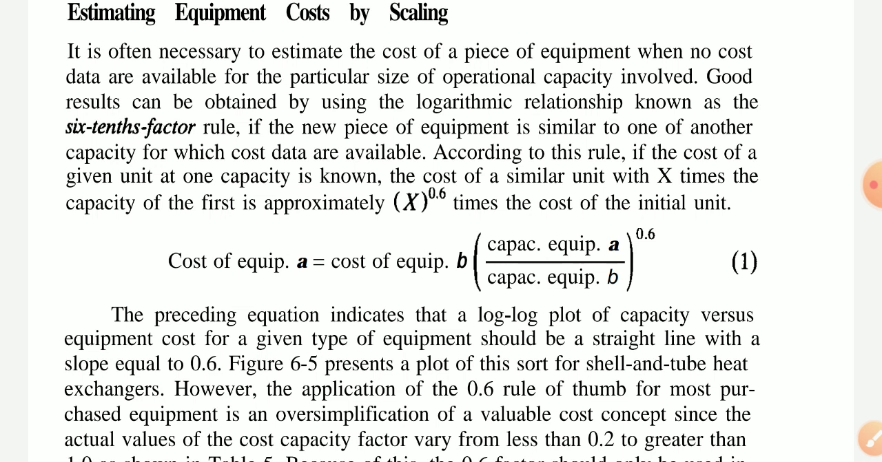What is called the six-tenths factor rule? It is often necessary to estimate the cost of a piece of equipment when no cost data are available for the particular size of operational capacity involved, and a good result can be obtained by the logarithmic relationship known as the six-tenths factor rule.